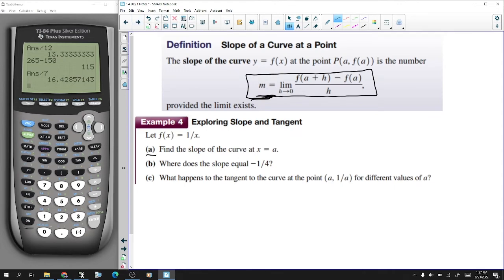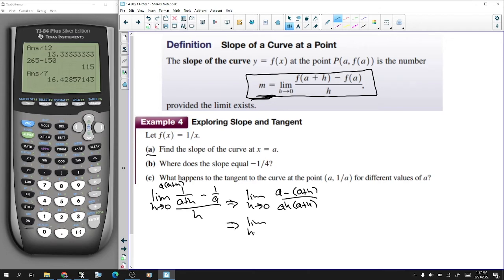A, find the slope of the curve at x equals a. We have the limit as h approaches 0 of 1 over a plus h, minus f of a, which is 1 over a, all over h. Let's see, if I multiply everything by a and a plus h, the a plus h's will cancel, and we get a. Then the a's will cancel, and we get a plus h, all over a, h, and a plus h.